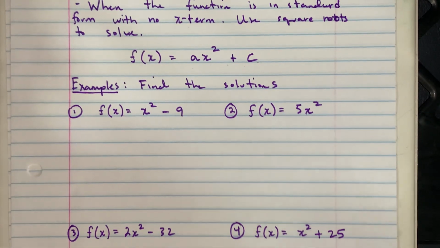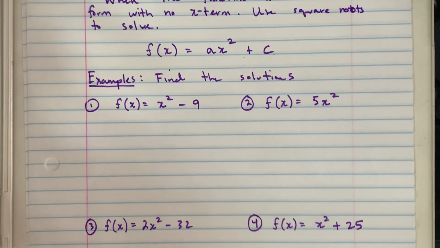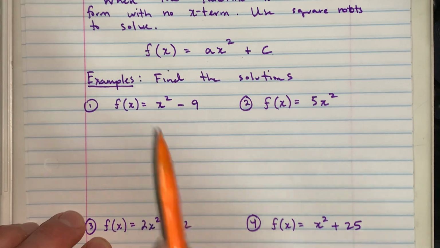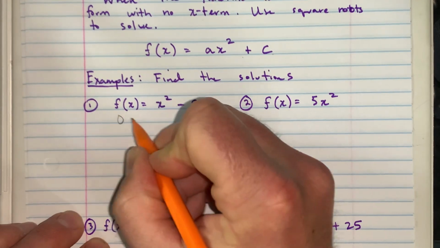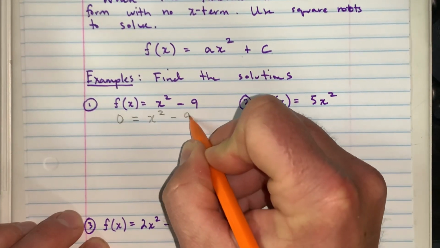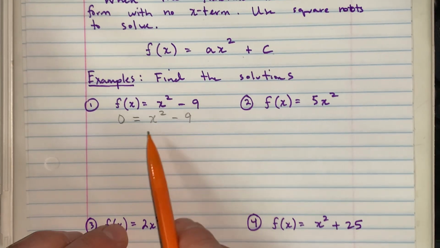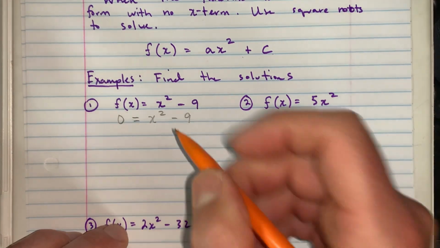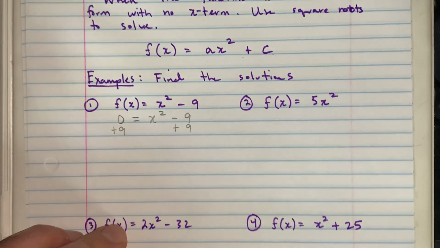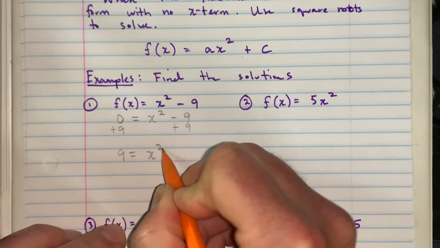All right, so let's take a look at our first one here. We want to find the solutions, right? And remember, what are the solutions? It's when our output would equal 0. So we want to set this equal to 0, kind of like we did with zero product property yesterday. And we basically just want to solve this. If we were to solve this for x, we would add 9, add our constant, to both sides. Okay, so this would be 9 equals x squared.